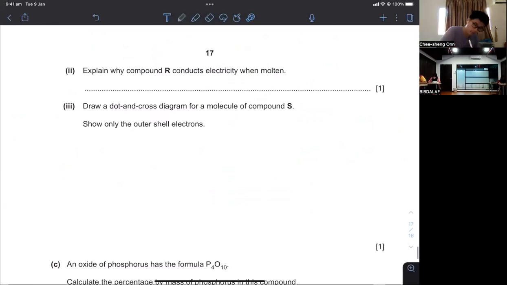Now explain why compound R, this was the ionic compound, when molten, conducts electricity as a liquid.